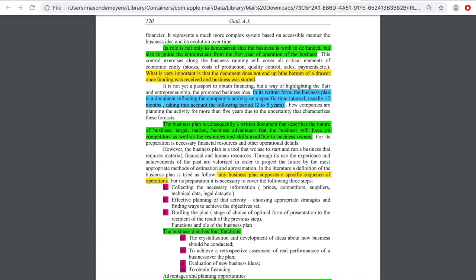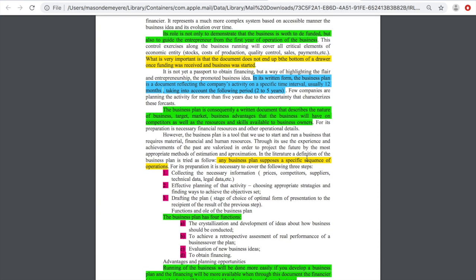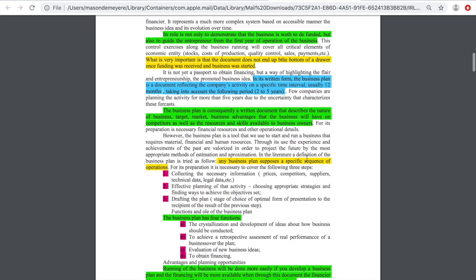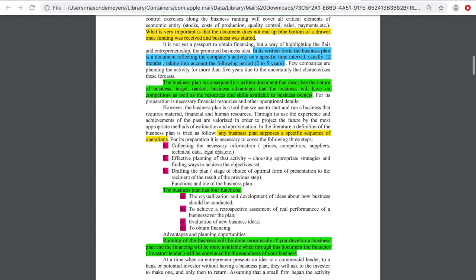So here we have another main idea. And I wouldn't say main idea per se, but important ideas of the paragraph. So here we have another thing highlighted in yellow. Any business plan supposes a specific sequence of operations. I highlighted that because this is what these bullet points are, and then I highlighted the bullet points so I know to go back and look at that paragraph and understand what I'm reading.